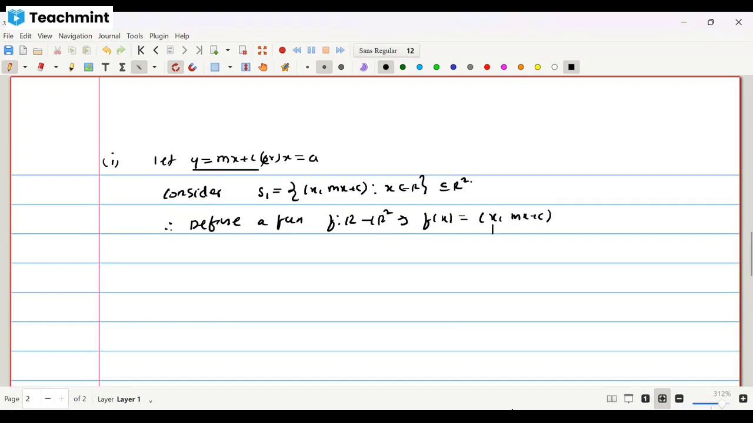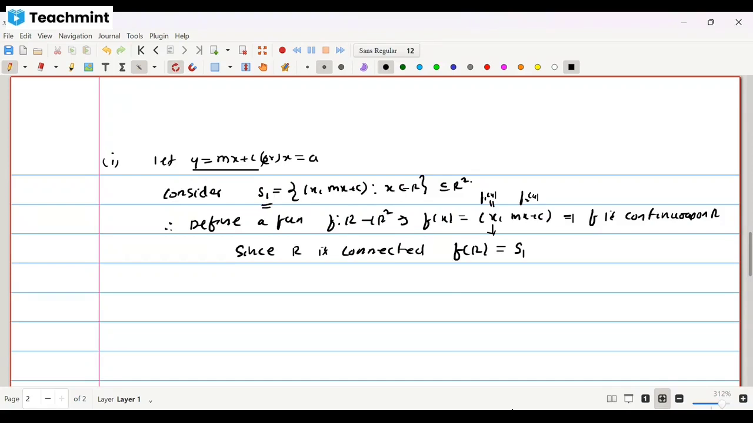Is this function continuous? Its component functions f1 of x equal to x and f2 of x equal to mx plus c are continuous functions on R, right? Therefore f of x is also continuous, which implies that f is continuous on R. Since the real number system R is connected, f of R, the image of R under the function f, is equal to S1. Since the continuous image of a connected set is connected, S1 is connected. Every such (x, mx plus c) is nothing but a straight line in R square. Therefore, S1 is connected.